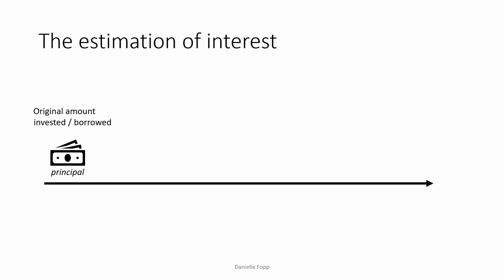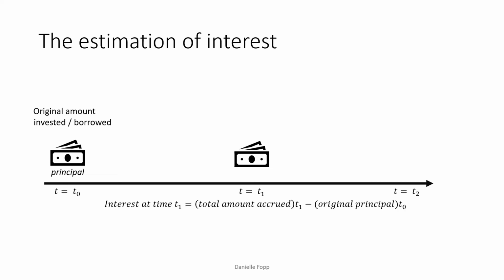So if an amount of money is invested at time t equals 0, and this amount has accumulated with time, what would the interest at time t1 be? So we don't know. And time t1 could be anything. We're not putting a specific year on it. We're using t1. Well, there's a calculation for it. Let's have a look. The interest at time t1, so this is the undefined time in the future, is the total amount accrued at time t1 minus the original principal at time t0.